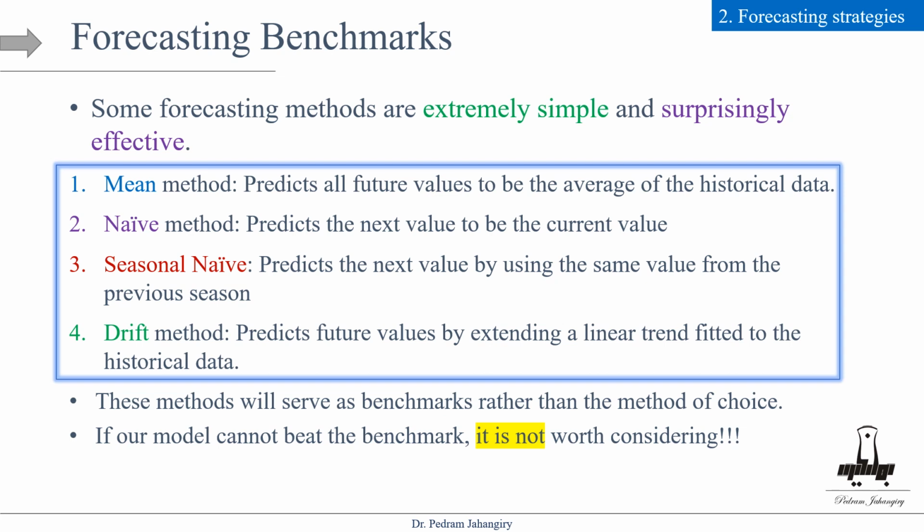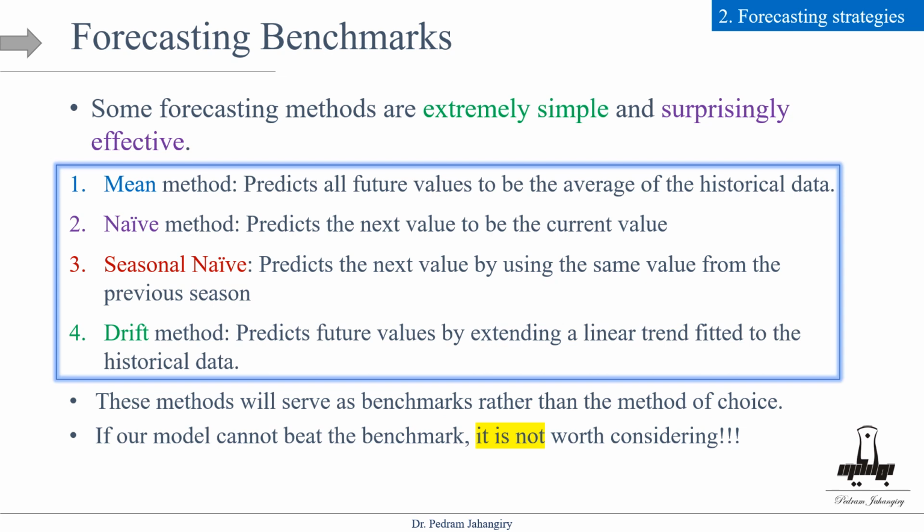Imagine you have 100 observations. You're going to simply take the average and use that average as your forecast into the future. The next one is the naive forecast, or naive method. This predicts the next value to be the same as the current value. This is pretty straightforward and surprisingly effective, especially when it comes to stock price.